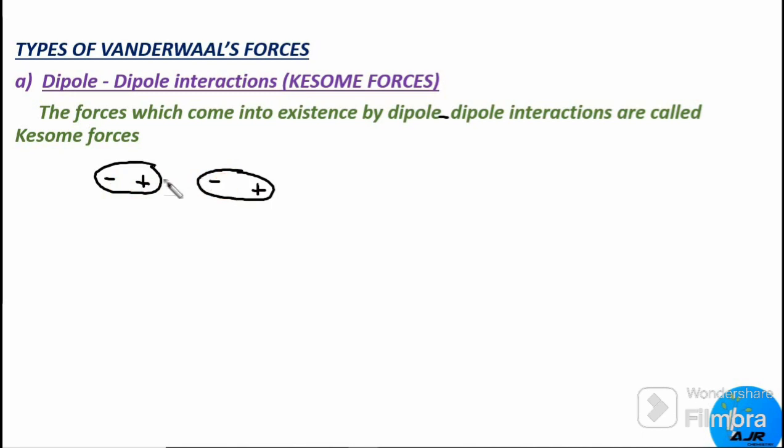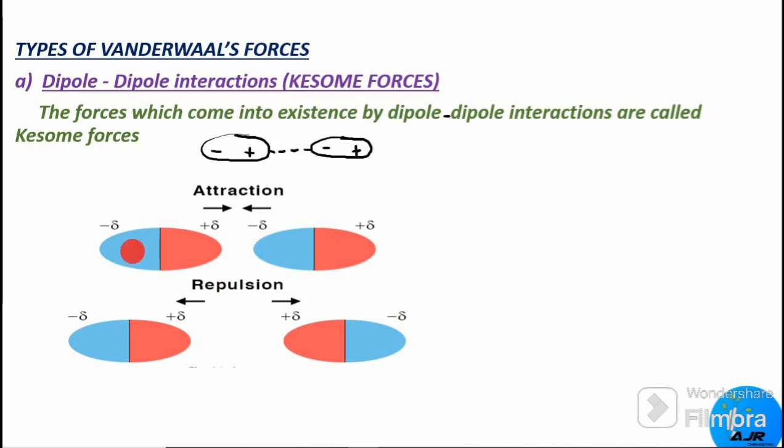Thus, the two dipoles attract each other by an electrostatic force of attraction. So it is possible to form a short-lived dipole-dipole interaction at low or moderate temperature. This schematic representation clearly explains how this dipole-dipole interaction, that is Keesom forces, is formed.